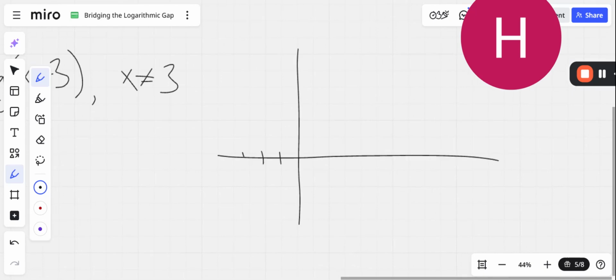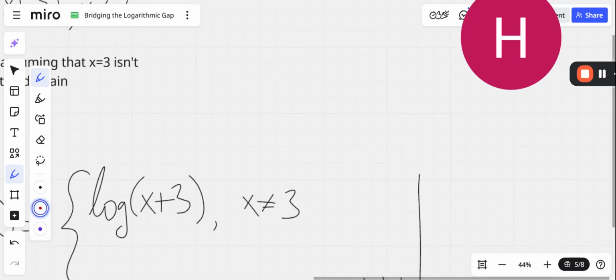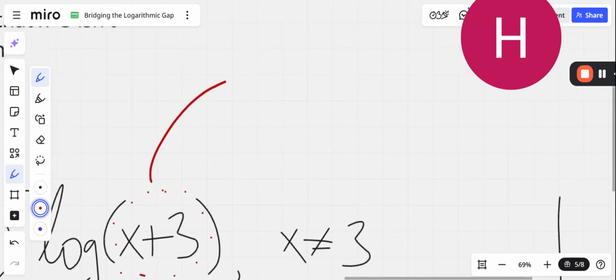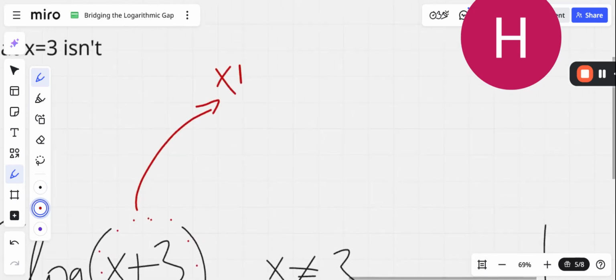What do we know about these logarithm graphs, though? They have a domain. So we still need to look in here and understand this, that the inside of a logarithm must be strictly greater than 0.